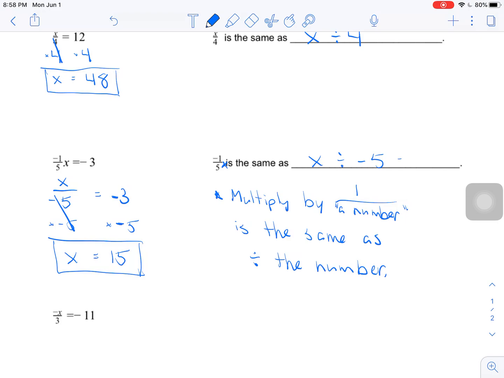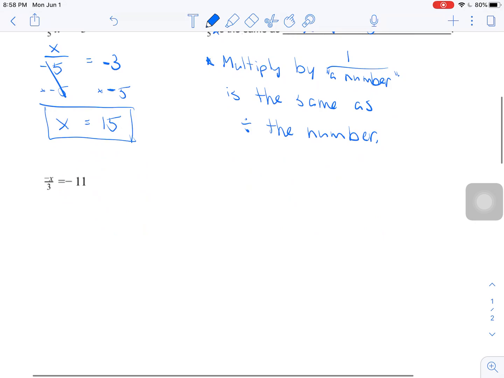So if I had 1/7 times x, that's the same as x divided by 7. So you can rewrite it as division so that you don't have that fraction in there gunking things up. So that's one thing that really is a division problem in hiding. You just have to recognize it so you don't get tricked by it.